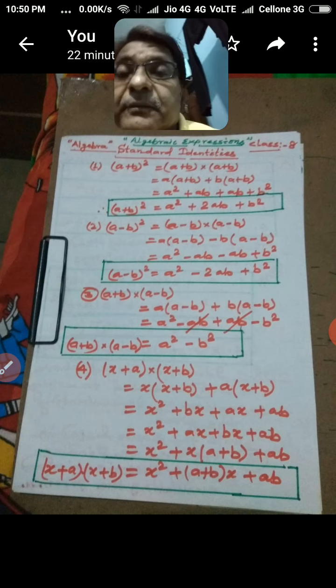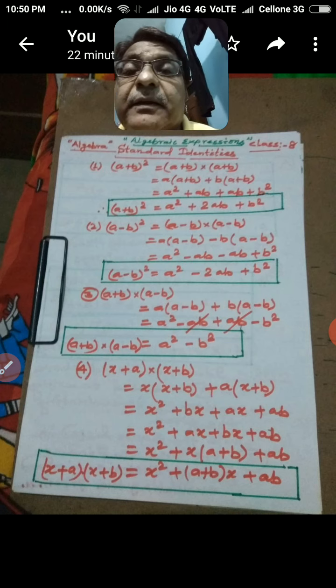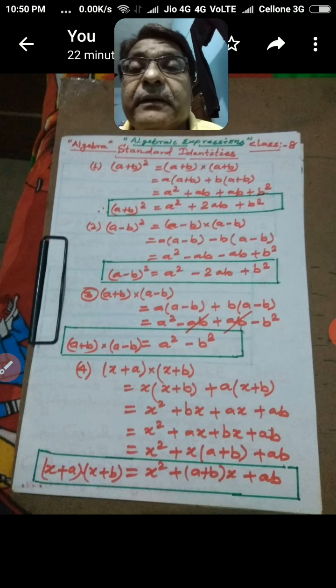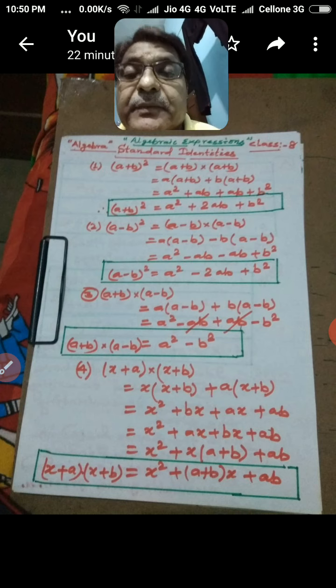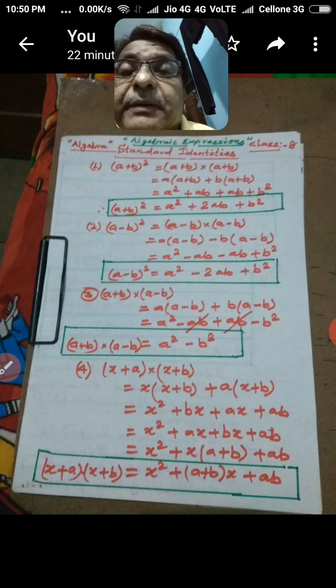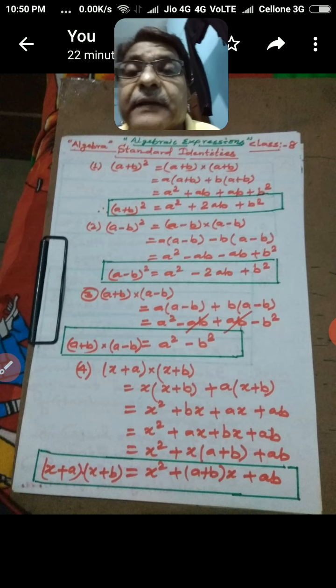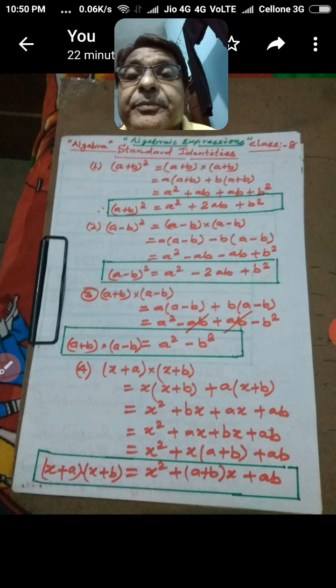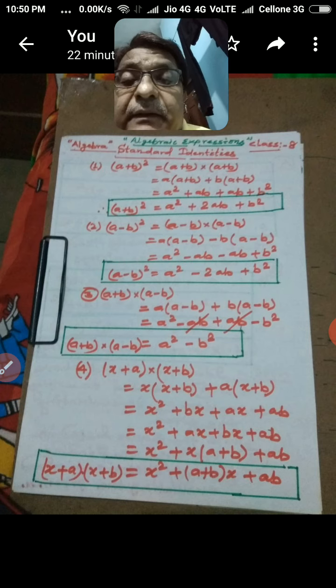In a very similar way, we can find the product of a minus b with a minus b. So no need, I think, to repeat how they will be multiplied, as you have learned in the first. In a similar way, we multiply these 2 binomials and we get the result a square minus 2ab plus b square.